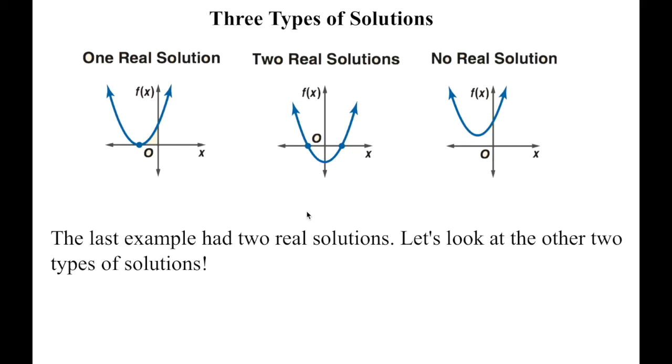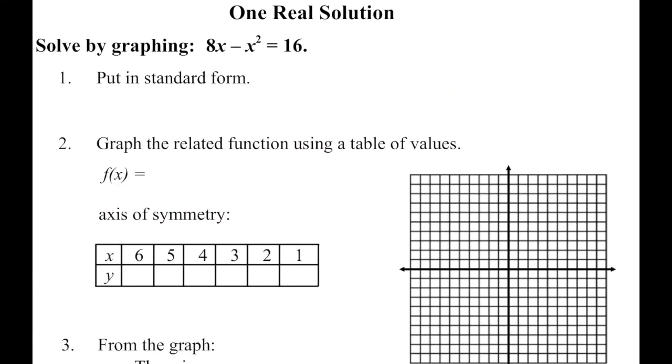So we've been talking about two real solutions. Our last example had two real solutions. Let's take a look at what happens when we have one real solution and no real solutions. So here's an example. I'm telling you up front that it has one real solution.